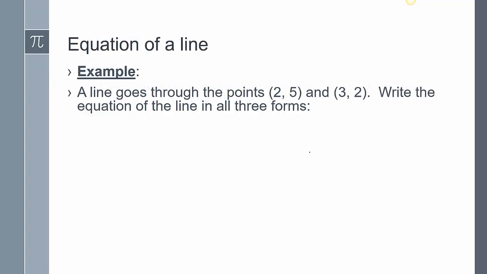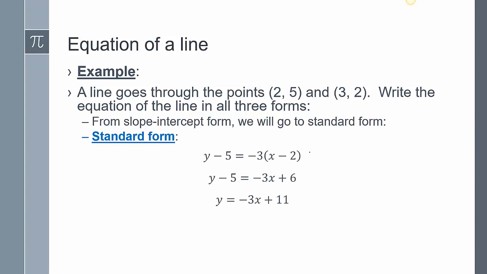And then from the last position, if I have that y equals -3x plus 11, now I can turn it into standard form, and that form looks like ax plus by equals c. So my x and y are on the same side, so that means I need to add this 3x to both sides, and then I get 3x plus y equals 11. That's going to be my standard form.